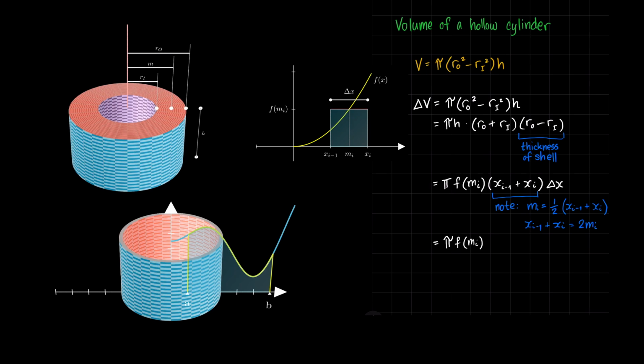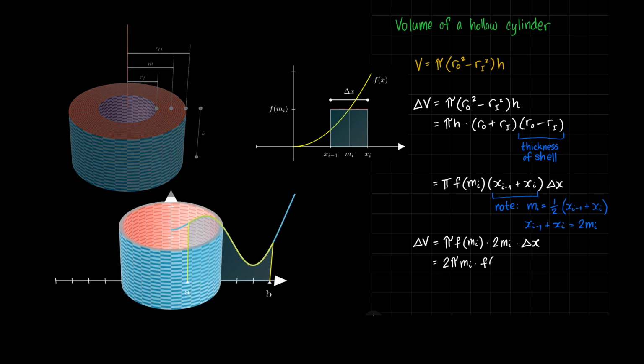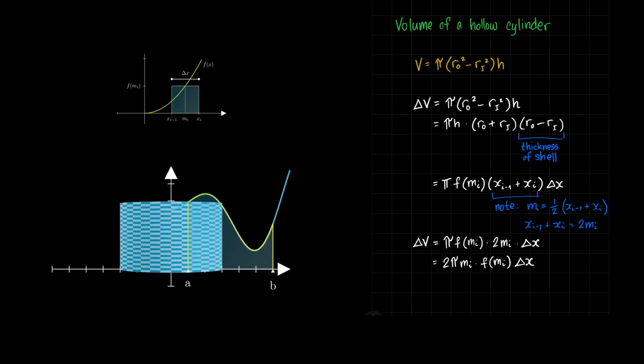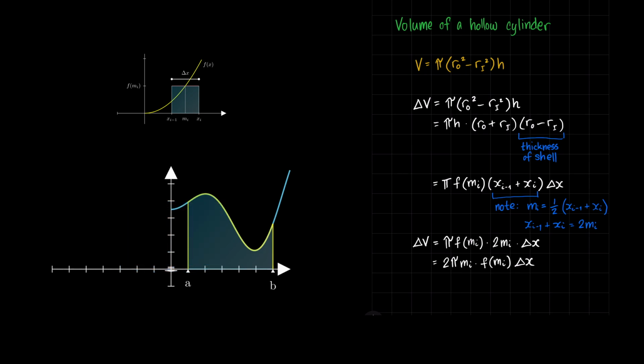Let's rewrite our delta V now as follows. Pi times f of m sub i, which is yung height, times 2m sub i, which is yung outer radius plus inner radius, times delta x. Rearranging the factors, we have 2 pi m sub i times f of m sub i times delta x. So ito ngayon yung volume ng isang approximating volume na cylindrical shell.